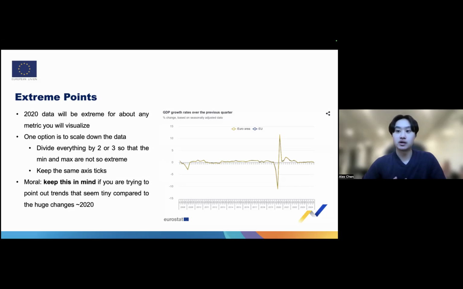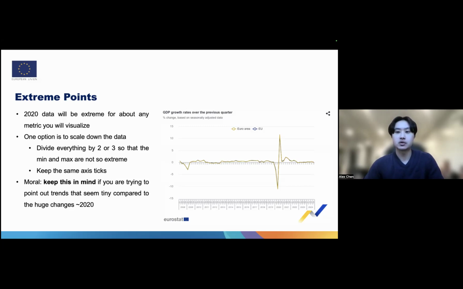One option, if you wanted to, is to scale down the data to be able to highlight other fluctuations other than 2020. So you could divide everything by two or three, so that the min and max are not so extreme, and then keep the same axis tick so that it still shows the same value. Then you could explain that you scaled it down, or it should be obvious to the judge.